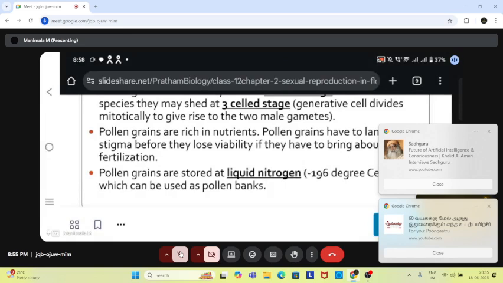And the period for which pollen grains remain viable is highly variable, to some extent depending on prevailing temperature and humidity. So their viability, their fertile condition, is based on temperature and humidity. Okay, and for example, make a note, rice and wheat. These are additional information. In rice and wheat, the pollen grains lose viability within 30 minutes.